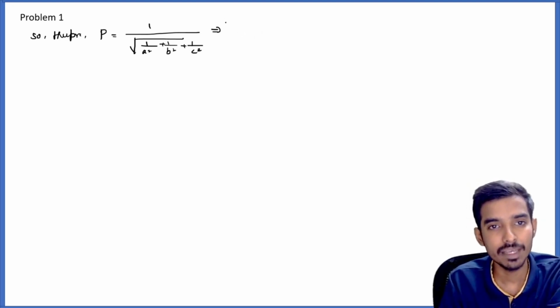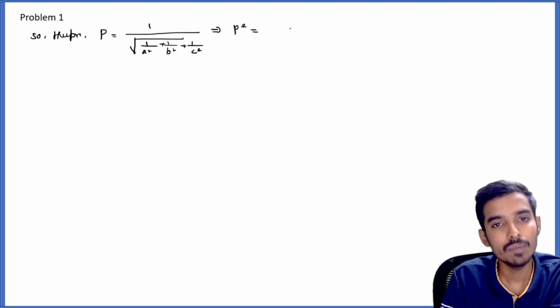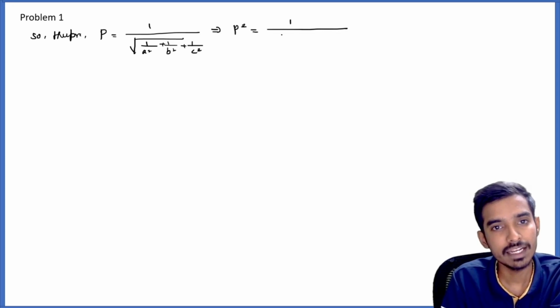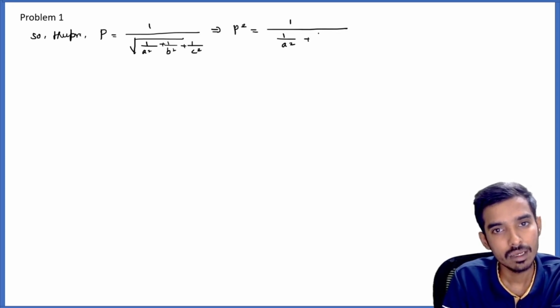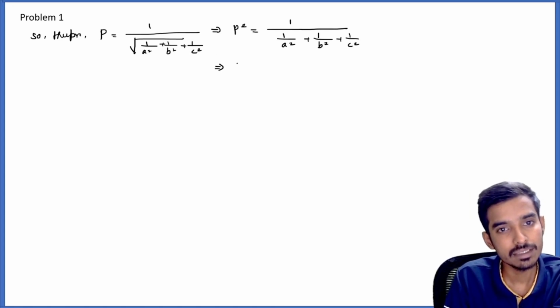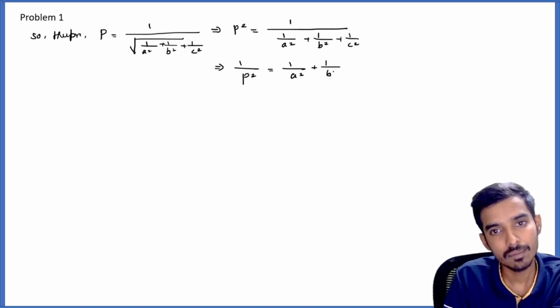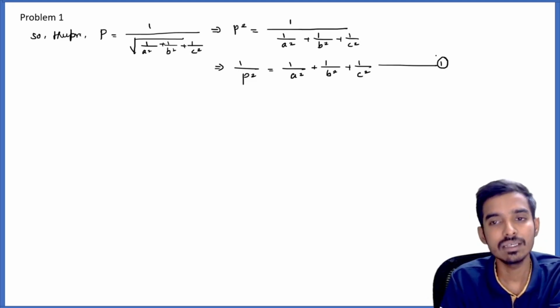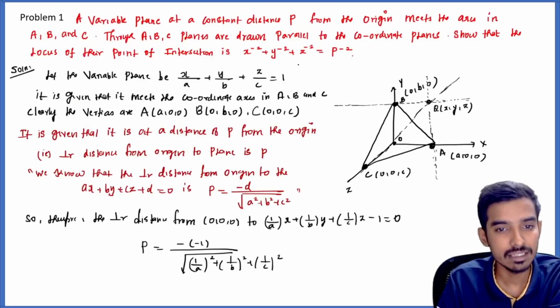First we find p square. The root will vanish, so we have 1 by a square plus 1 by b square plus 1 by c square. This implies the value of 1 by p square is given to be, just reciprocating, 1 by a square plus 1 by b square plus 1 by c square. Let us call this equation number 1.